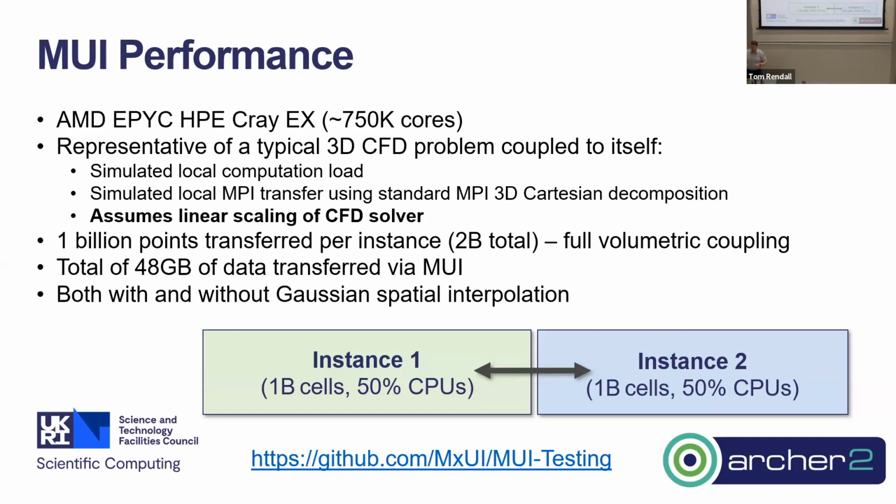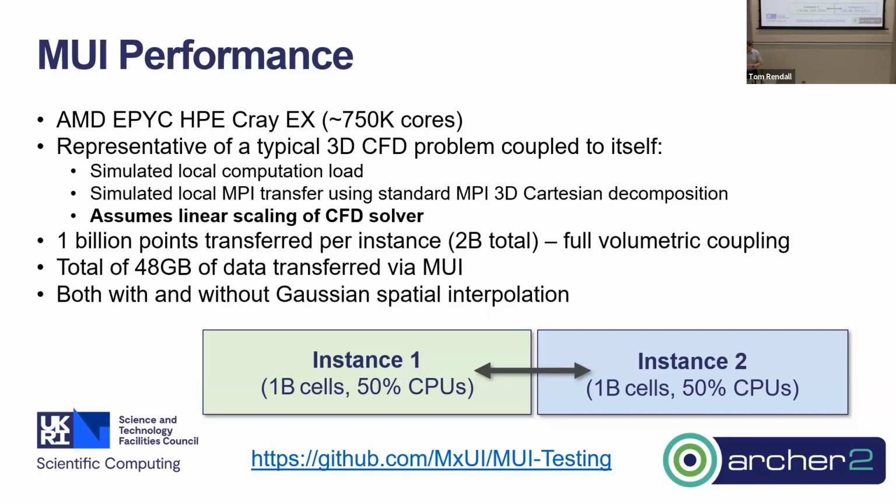So MUI has its own artificial benchmarking tool, the MUI testing tool. And it allows you to create an arbitrary coupling scenario and then scale it up to very, very large numbers of cores. So in this particular example, this is a simulated local computational load, and it assumes two CFD solvers that both scale linearly, and that's a really important thing. Most CFD solvers don't scale linearly, especially for problems involving a billion cells. However, for the purpose of doing this benchmarking, that's the assumption here.